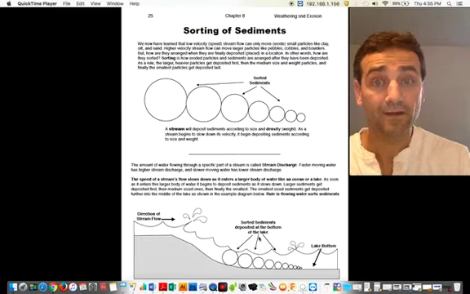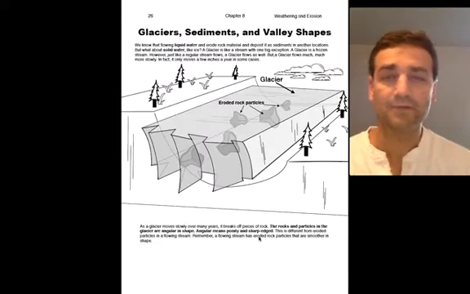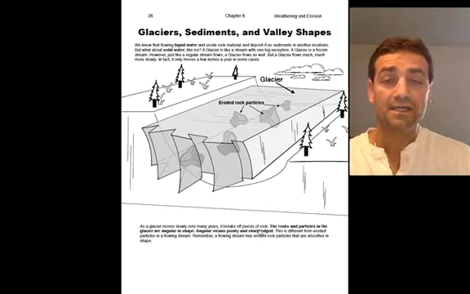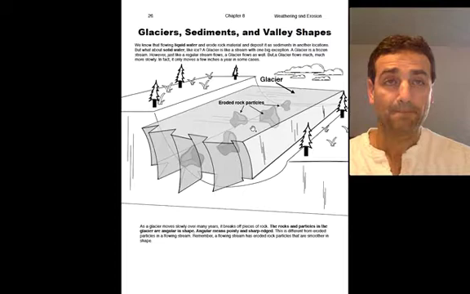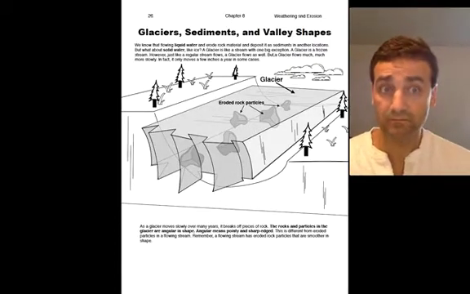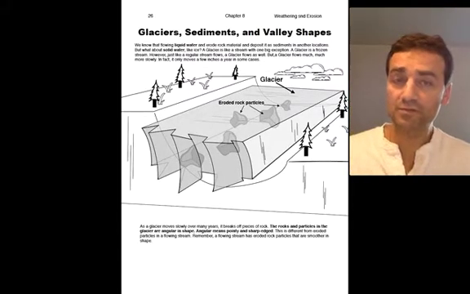Okay? All right, so let's move on to the next page. Let's see, is that right? Yeah. Okay. Glaciers, sediments, and valley shapes. Here's a glacier. Okay. A glacier is just like a stream, a river, but it's very, very big. Okay, it's very big. But it's also frozen.